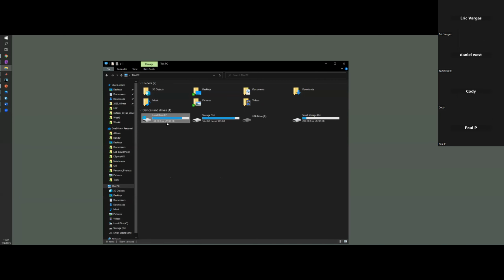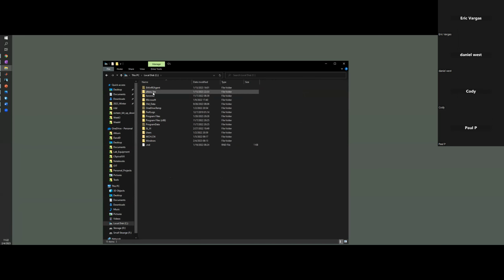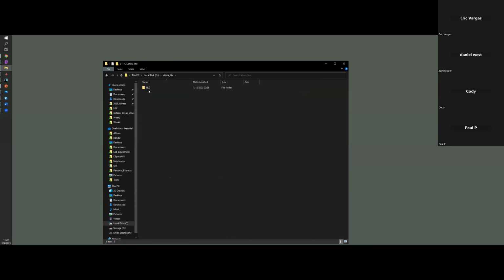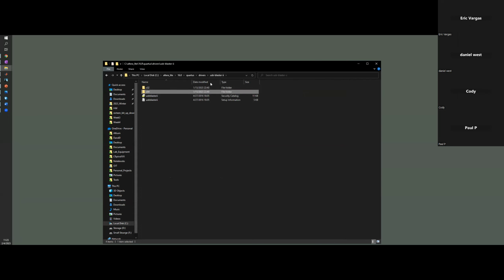Okay, so you go C, Altera Lite, 16.0, Cortus drivers. And then I think it's this one, X64. I think that's the file, the folder you point it toward. And then it'll install from there. Okay, great.